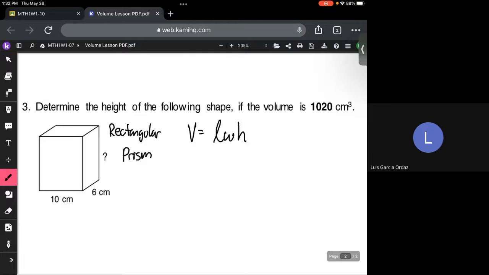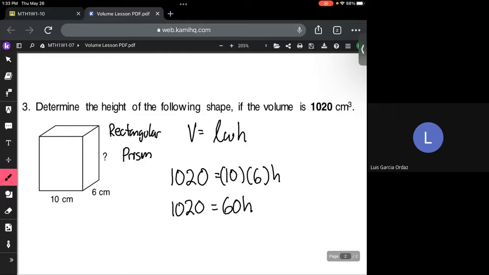If we look at this question, do we have our volume given to us? Yes. So for what variable is my volume going to go in for? V, L, W, or H? V. Remember, your length and your width can be interchangeable. So what dimension do you want your length to be? 10. What's your width? 6. And we don't know what H is. So what's 10 times 6? So I have 1,020 is equal to 60 H.